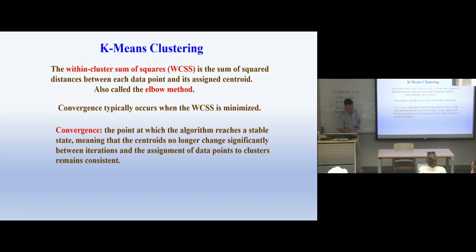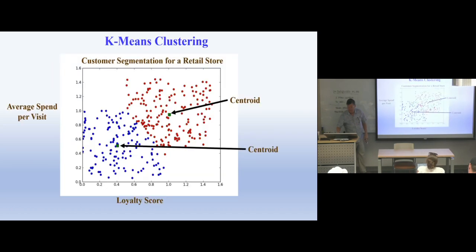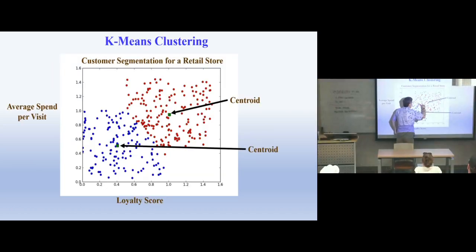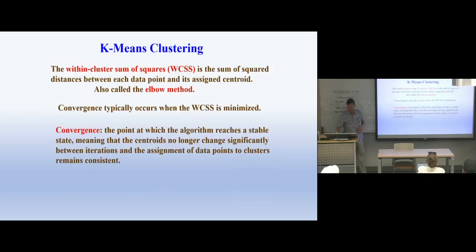Now, what have I got to do? The algorithm calculates the within cluster sum of squares. So what do I try to do? I get a within cluster sum of squares for that centroid and this centroid here for the 2 groups. And then I want to minimize that, which means the centroid is correctly placed. It's called the elbow method. And convergence is when the centroids don't change between iterations.